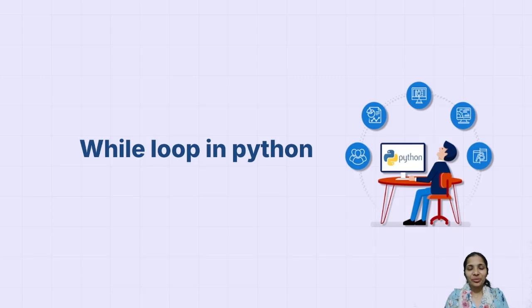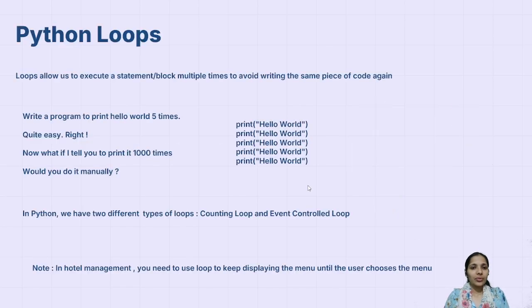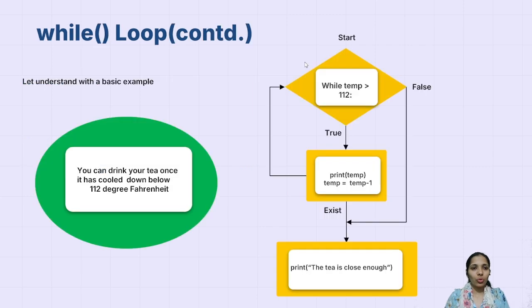Hi all. In this session, we will be discussing the while loop in Python. As we have discussed earlier, loops are a concept we use when we want to execute a statement multiple times. In loops, we had two types, the event control loop and the counting loop. We have already discussed the for loop in the previous section. Today we will be discussing the while loop.